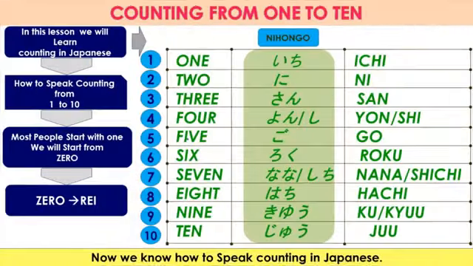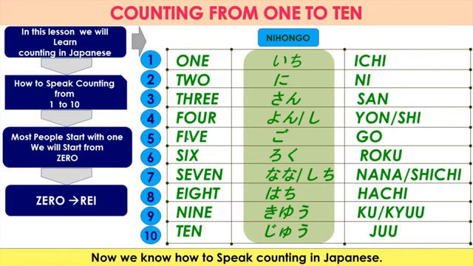We will start from 0. 0 is called Rei. Then 1 is called Ichi. 2 is called Ni. 3 will be San. 4 is Yon or Shi. 5 is Go. 6 is Roku. 7 is Nana or Shichi. 8 is Hachi. 9 is Q or Ku.